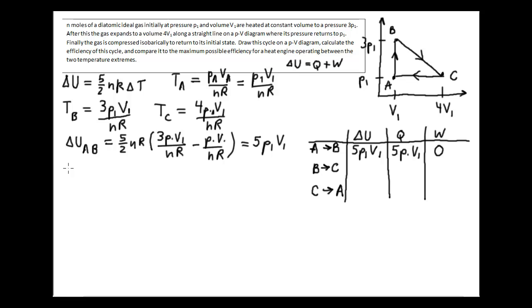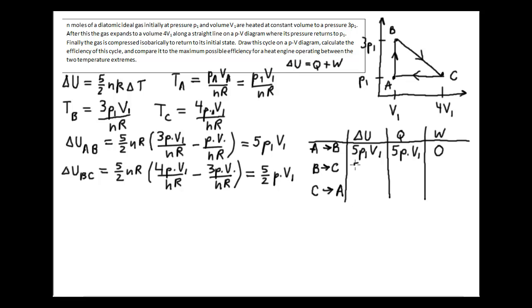Now let's do B to C. So delta U, B to C can be done in the same way we did for A to B. Now we've got the 5/2, we've got the NR again. Now we look at the temperature at C, 4 P1 V1 over NR, minus temperature at B, which is 3 P1 V1 over NR, and so this simplifies. The 4P1 V1 minus 3P1 V1 is just P1 V1. The NRs will cancel again, and so this will give us 5/2 P1 V1.